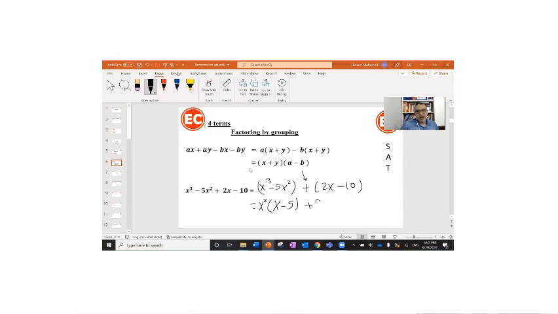For 2x minus 10, the highest common factor is 2. And the remainder is x minus 5. So I have the same bracket, x minus 5. So I write down one bracket, and then the remainder is x squared plus 2. So if it's 4 terms, it's called factorizing by grouping.